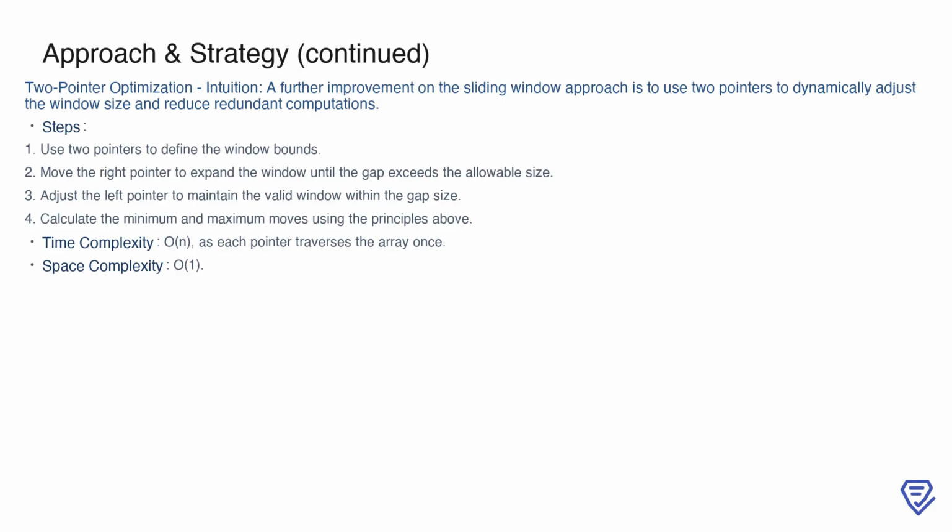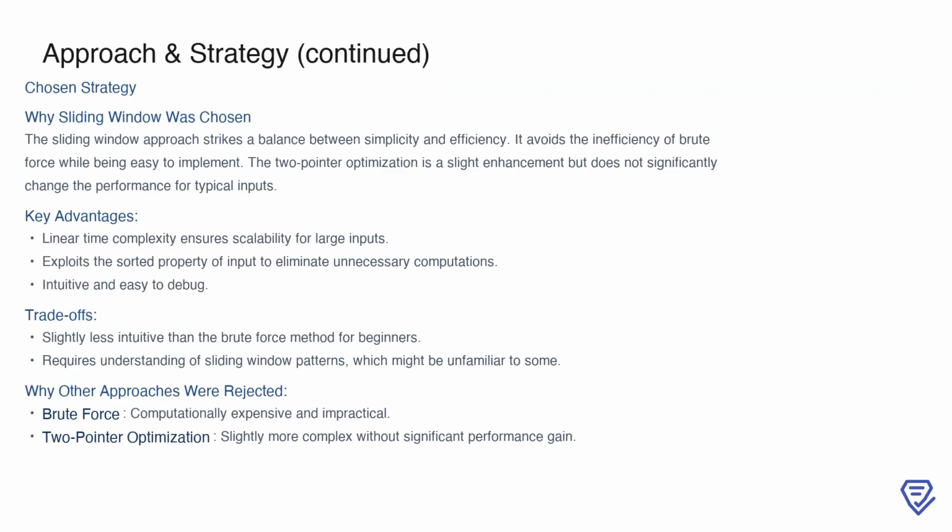Like the sliding window method, this approach also has a linear time complexity of O(n) and requires constant space, but it offers a more dynamic way to handle the problem, ensuring that no unnecessary computations are performed. After evaluating the different approaches, we chose the sliding window strategy as the most practical solution. This method strikes a balance between simplicity and efficiency, avoiding the computational overhead of brute force while being straightforward to implement. Although the two-pointer optimization is a slight enhancement, it does not provide a significant performance gain for typical inputs, making the sliding window approach the preferred choice.